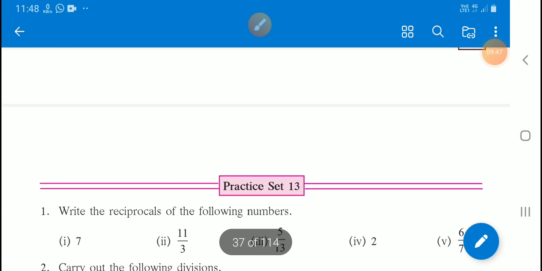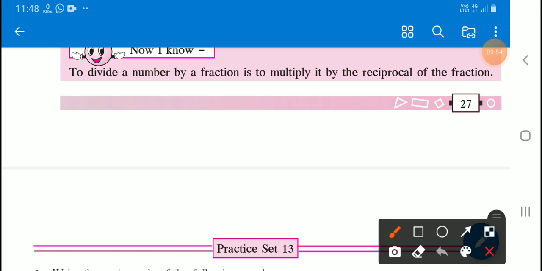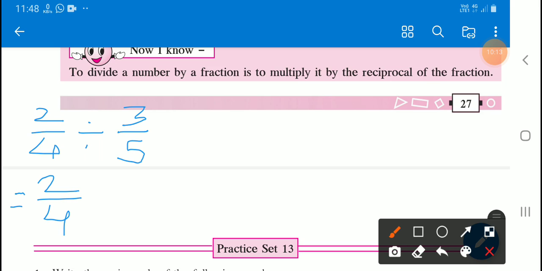Now we'll solve a few examples of division. So I will write here an example of division: 2 upon 4 divided by 3 upon 5. Now look, while solving examples of division, you have to write the first fraction as it is. Then give the multiplication sign. Then for the second fraction, you have to write the reciprocal of that second number.